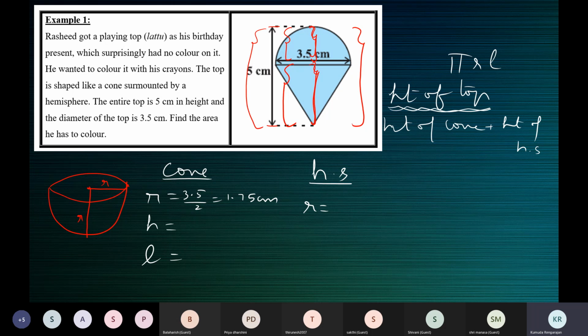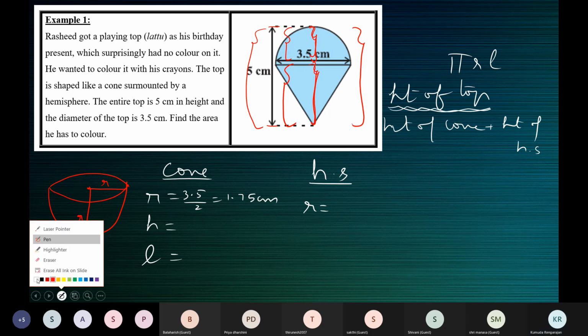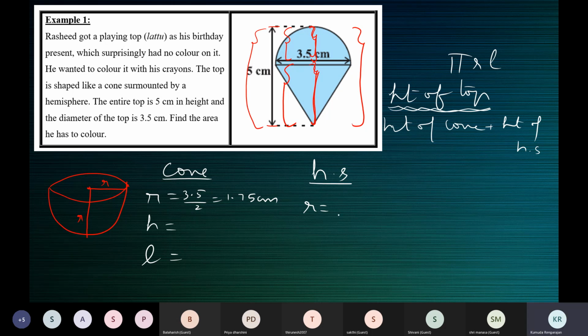What is the radius of the hemisphere? 1.75 centimeters. So what will be its height? Same thing. But why we don't write the height of the hemisphere? Because we don't need it in the formula. You can mention it, nothing wrong. Height of the hemisphere, you can call it H1. We don't need it in the formula, but the height is also the same thing.